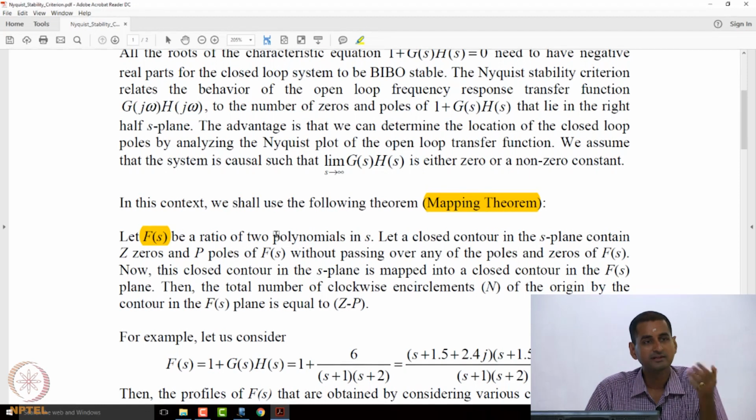Okay, it has a numerator and a denominator. Let a closed contour in the S plane contain Z zeros and P poles of F(s) without passing over any of the poles and zeros of F(s). Okay. So that is what we are considering.